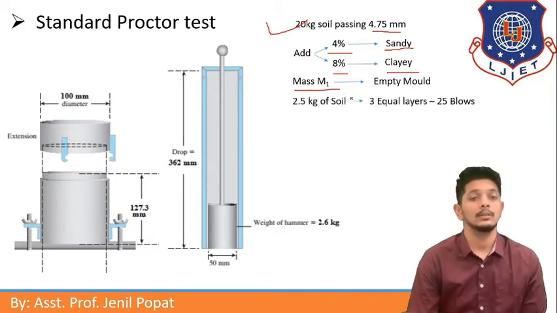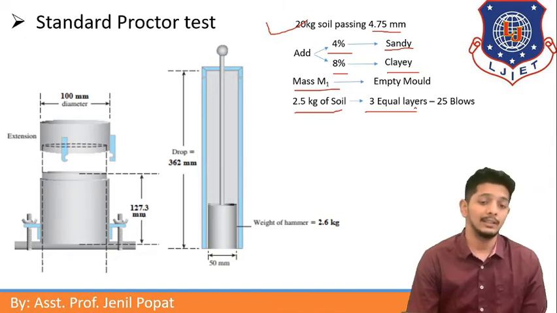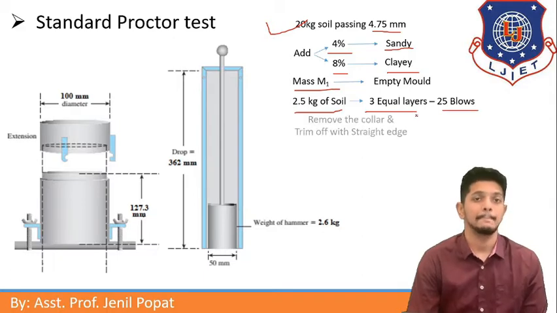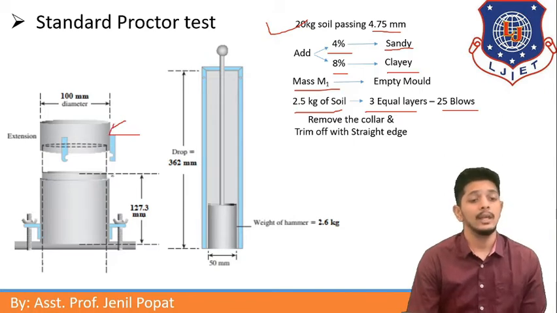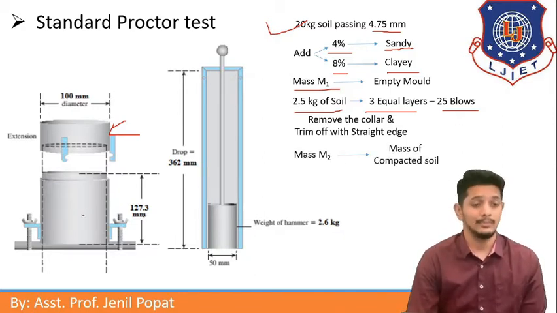Then we will take 2.5 kg of soil. We will fill it in 3 equal layers and compact it with this Proctor hammer with 25 blows. After that, we will remove the collar. The collar is this portion. Then we will trim off the extra soil with a straight edge. After removing the extra soil, we will weigh it and call it mass M2, which will be the mass of compacted soil plus the mold.